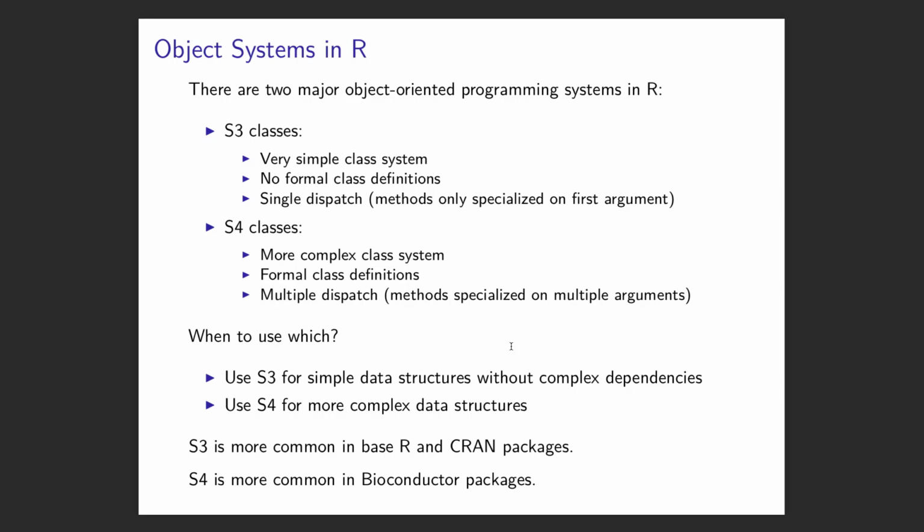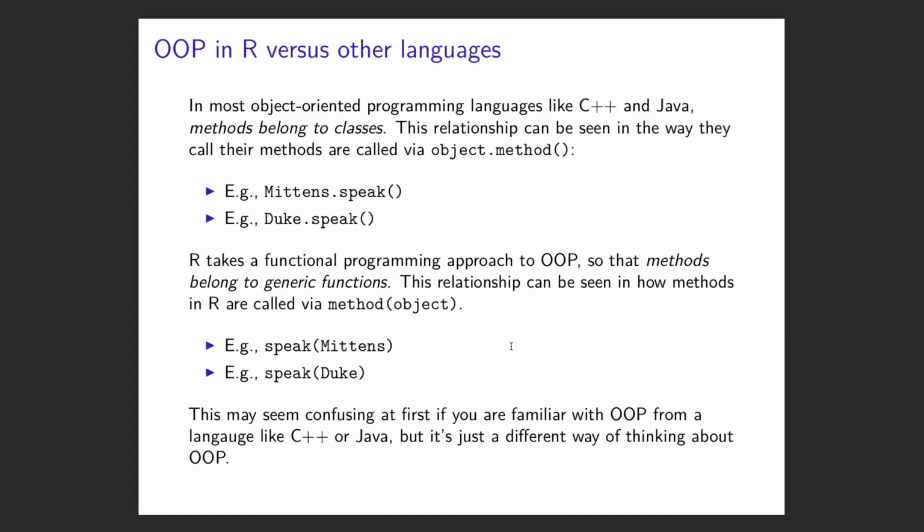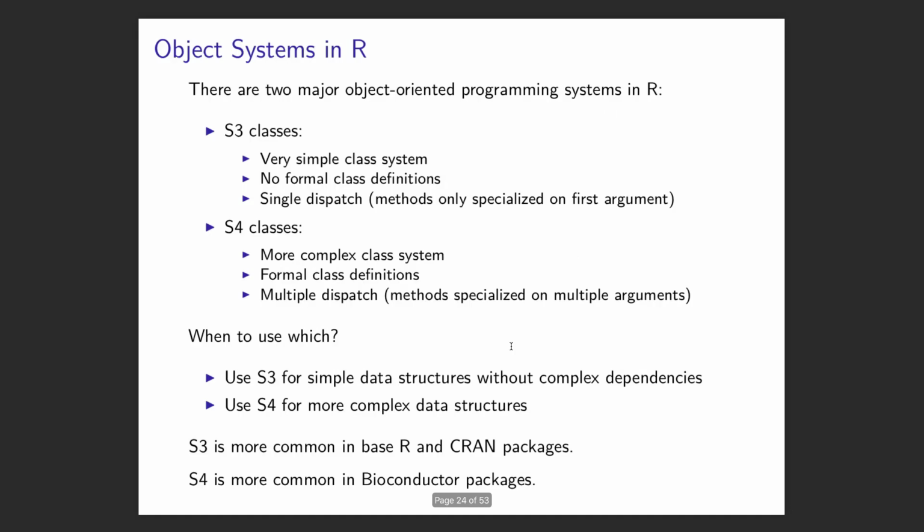So speak here will only care about its first argument and whether that first argument is a cat or a dog. If I gave speak a second argument here, I can't have cats and dogs speak to each other differently than I have cats and cats speak to each other. So that's one minor limitation of S3. In lots of situations that won't always matter, but it is one limitation.